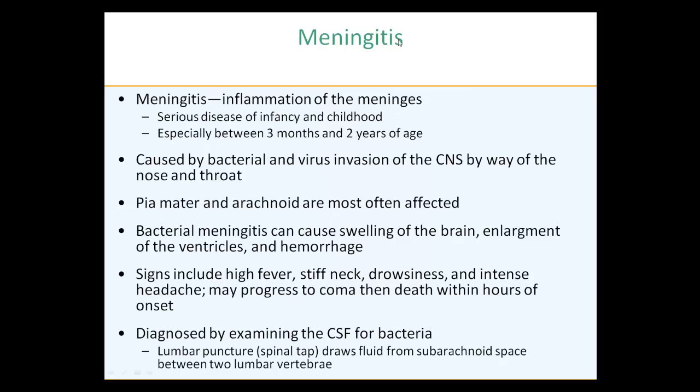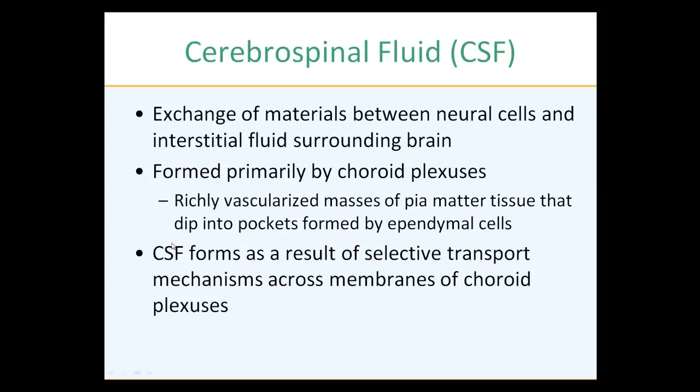Sometimes we get inflammation and infections in those meninges, mainly in the pia and the arachnoid mater, and it can be fatal. It can be viral meningitis, or it can be bacterial meningitis. Now, the cerebrospinal fluid will be formed mainly by the choroid plexus. Choroid plexus, these are masses of pia mater, and these pockets will be formed by the ependymal cells, and that will secrete to you most of the cerebrospinal fluid.